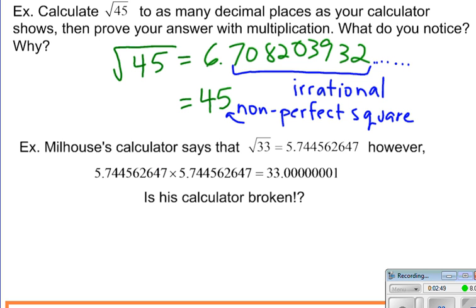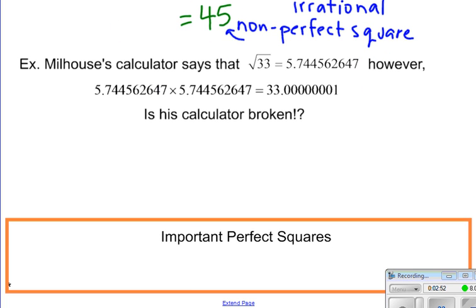Okay, so carrying on and looking at our next example, it says, Milhouse's calculator says that the square root of 33 is this big long decimal. Again, we have an irrational answer because it does not end and it does not repeat. However, when he types that factor times itself, so 5.7 times 5.7, he gets 33.00001. And it asks, is his calculator broken?